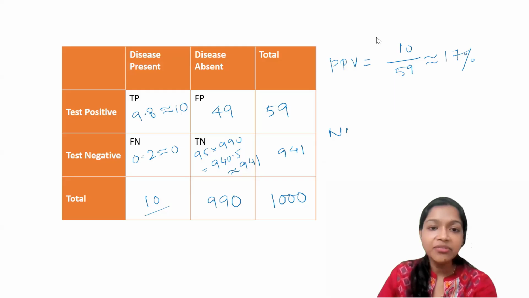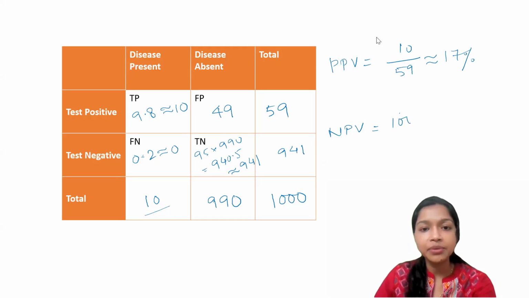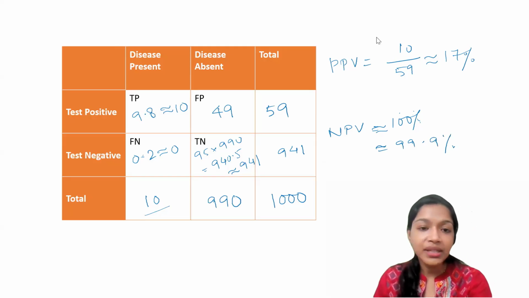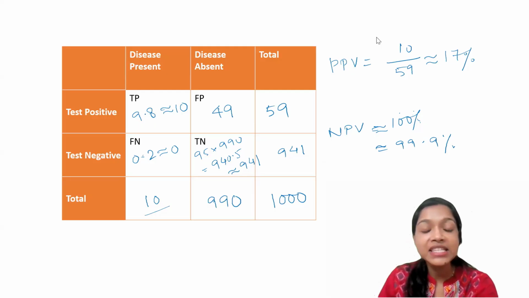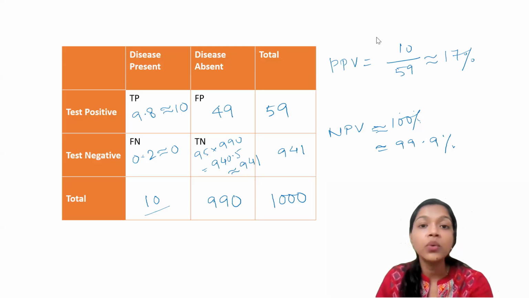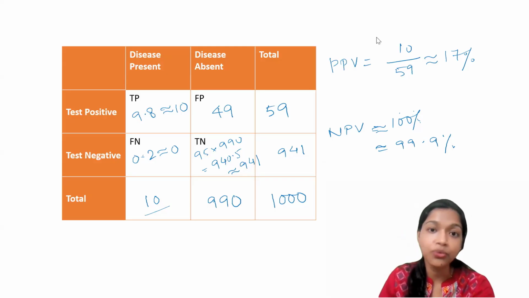So, basically, negative predictive value is going to be 941 by 941, that is approximately 100%. The exact value is 99.9%. So you can see, despite the high sensitivity and specificity, because the disease is rare, most positive tests are actually false positives, and only 17% of the test positive results are true positives.